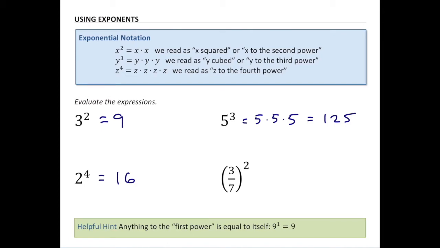And then the last one involves a fraction. And anytime we take a fraction to a power, we apply that power to both the numerator and the denominator. So we end up with 3 squared over 7 squared. And that ends up being 9 over 49. And they don't have any common factors, so that is as simplified as it gets. Okay, a little helpful hint down at the bottom. It says anything to the first power is equal to itself. 9 to the first power is 9 times itself 1 time, so it's just 9.